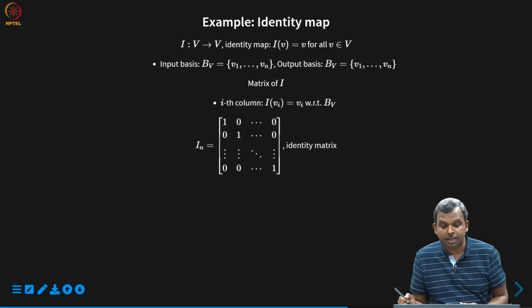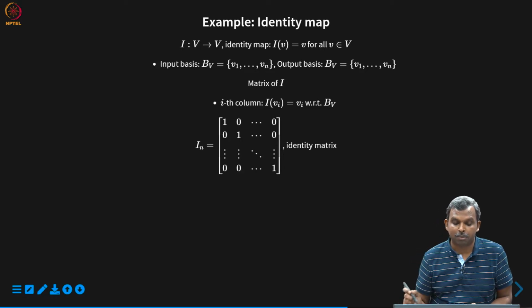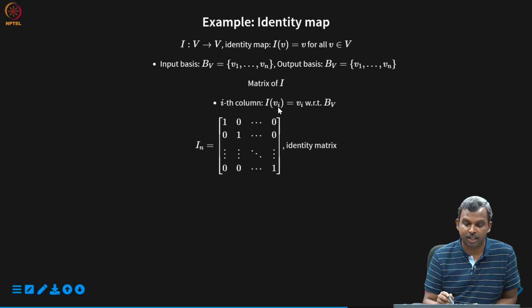If you pick the same basis, then it's very easy to write down the matrix corresponding to the identity map. You will get the identity matrix. It's easy to see, right? Because I of Vi is simply Vi with respect to BV. So you write that, you will get 1 0 0 0, 0 1 0 0, 0 0 and so on.